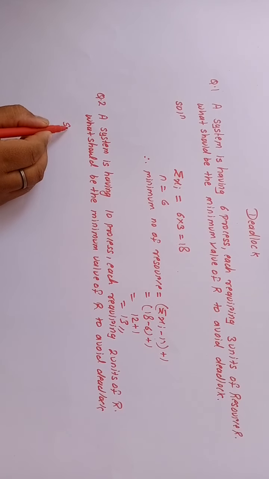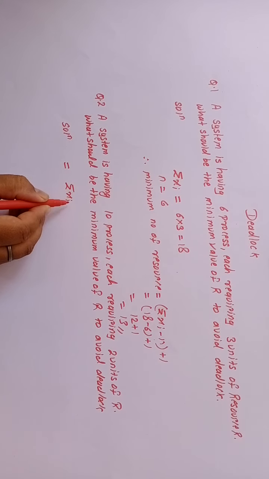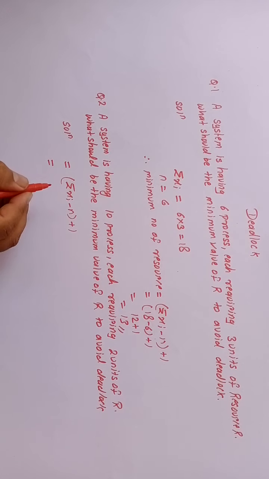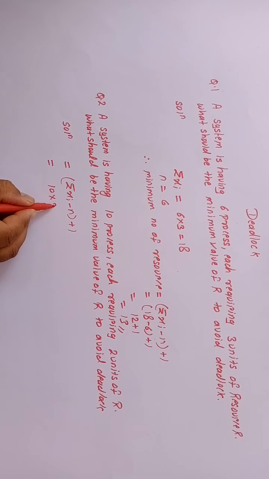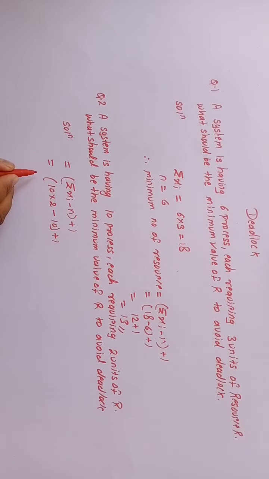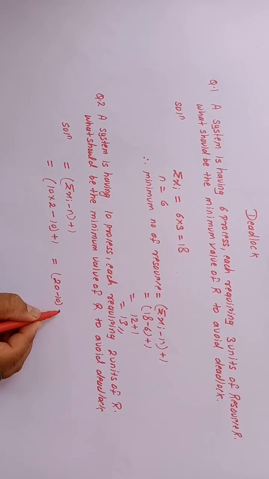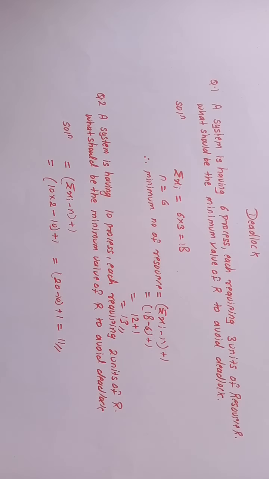Since we know that the minimum number of resources to avoid deadlock is equal to summation of xi minus n plus 1, where summation of xi represents the sum of need of all processes. Here we have a total of 10 processes and each process requires 2 units, therefore the need of all processes is 20. Number of processes is 10, so 20 minus 10 plus 1. So with 11 resources, the system is assured to be deadlock free.